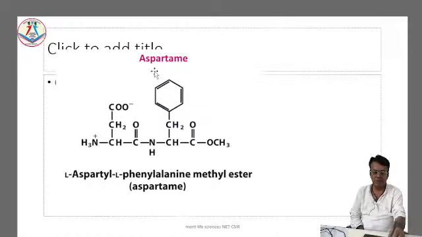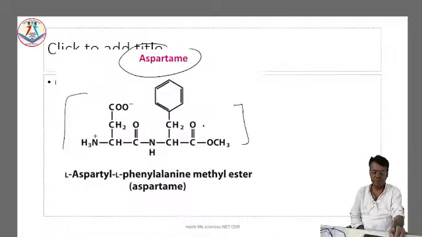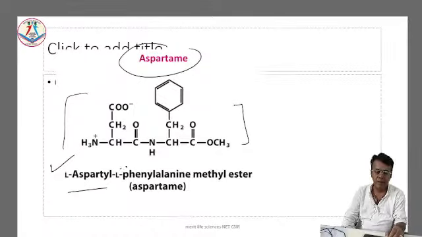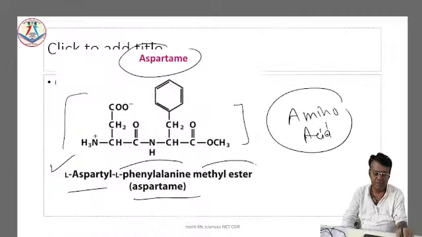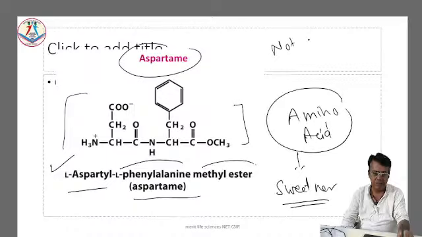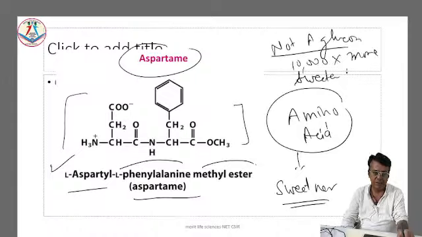This is aspartame. Aspartame was asked in the last CSIR examination, right? What is the formula of aspartame? And select out of four. So here is the formula of aspartame: L-aspartyl, L-phenylalanine, methyl ester. Okay, aspartame. So this is also a sugar, but this is an amino acid derivative that is acting as a sweetener. There is no glucose. This is not glucose, but this is around 10,000 times sweeter than glucose.